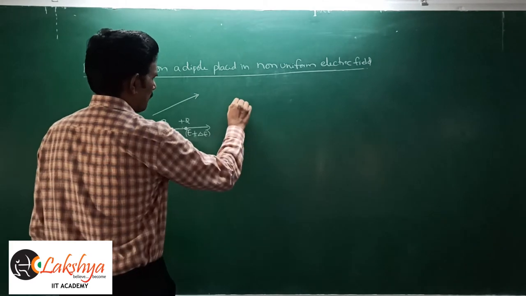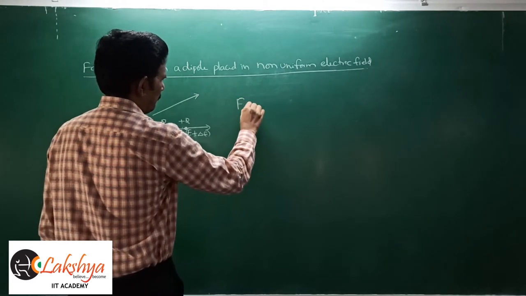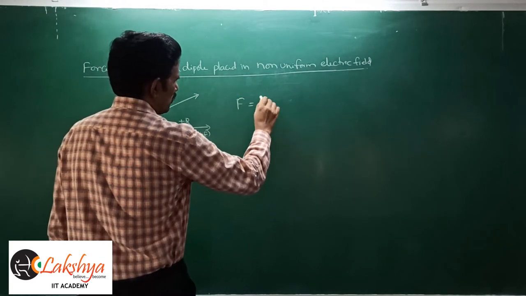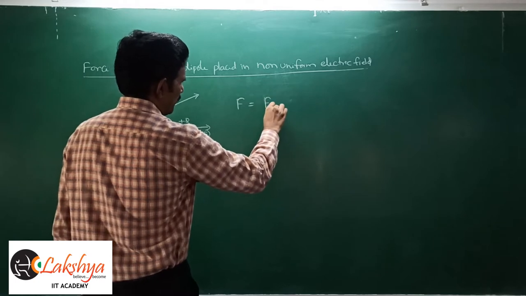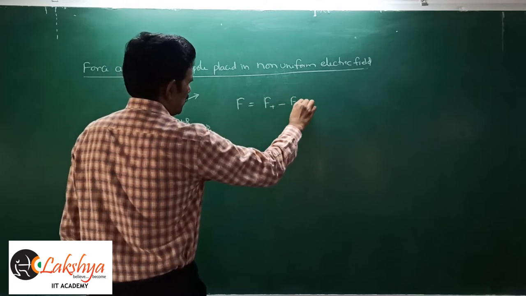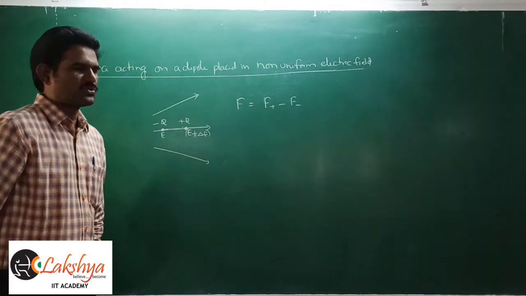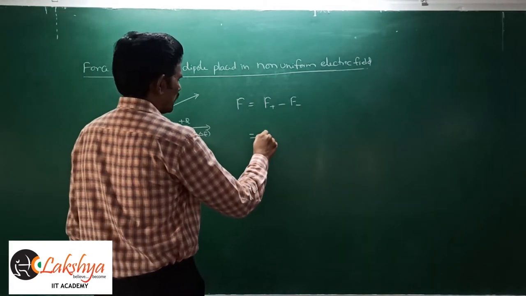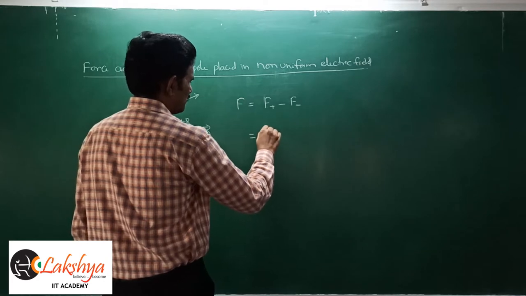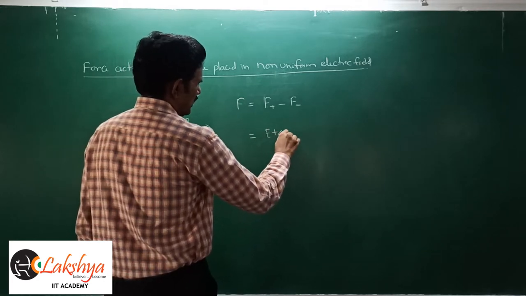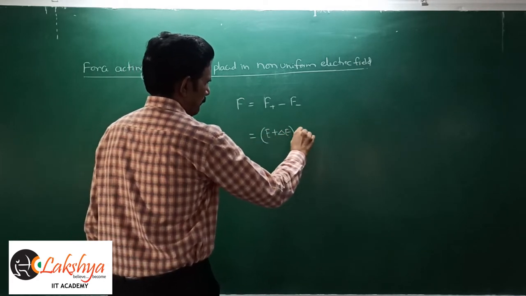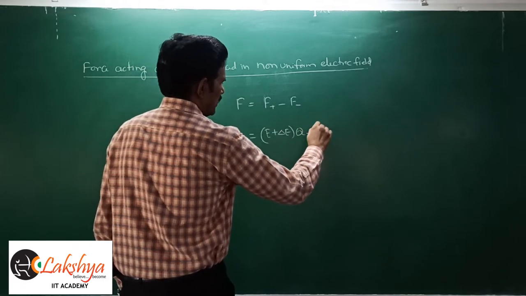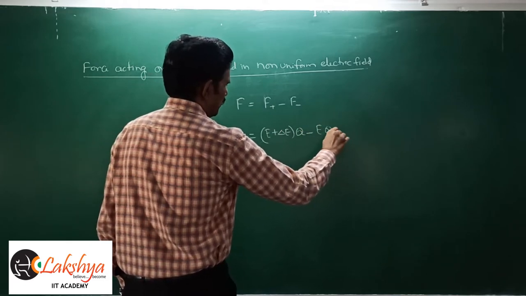Now we know the net force acting on the dipole we can write as the force on the positive charge minus the force on the negative charge, because their directions are opposite to each other. The force acting on the positive charge is (E plus delta E) into Q, minus E into Q.